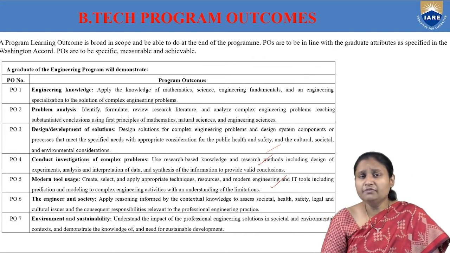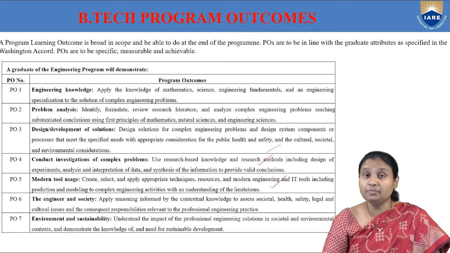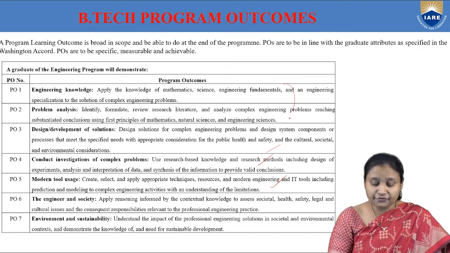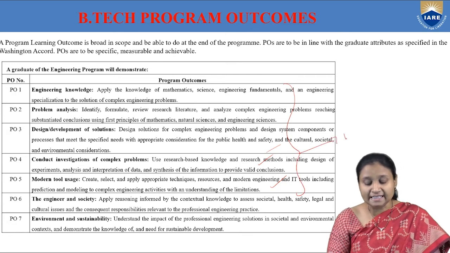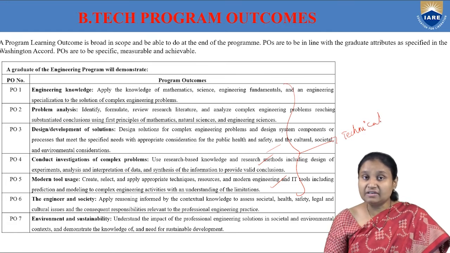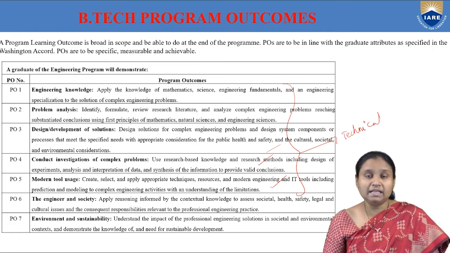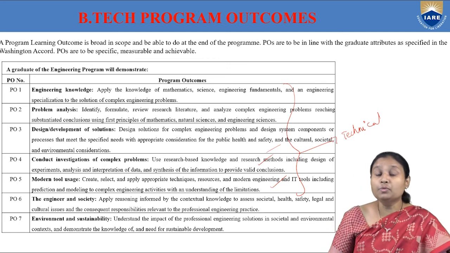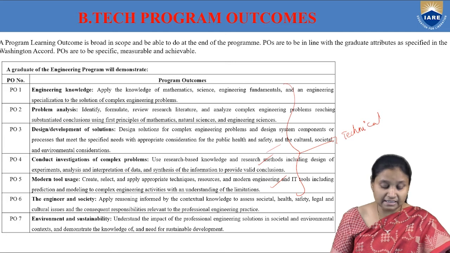Now, usually for a BTech program, there will be 12 program outcomes. And out of those 12 program outcomes, the first 5 are technical. They are completely related to that particular BTech program. Whereas the remaining 7 program outcomes are non-technical. So we are just going to have a glance at those 7 more program outcomes which are non-technical in nature.